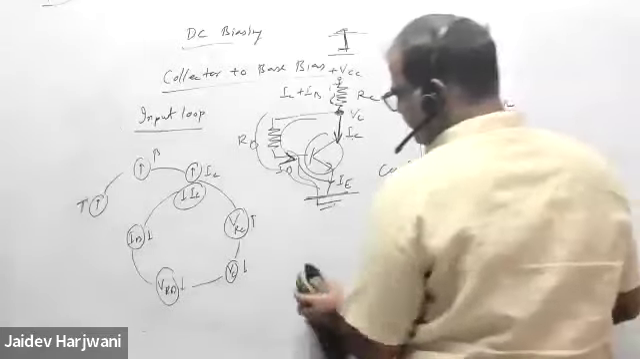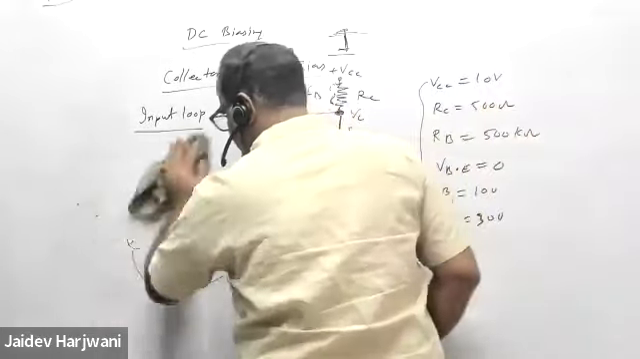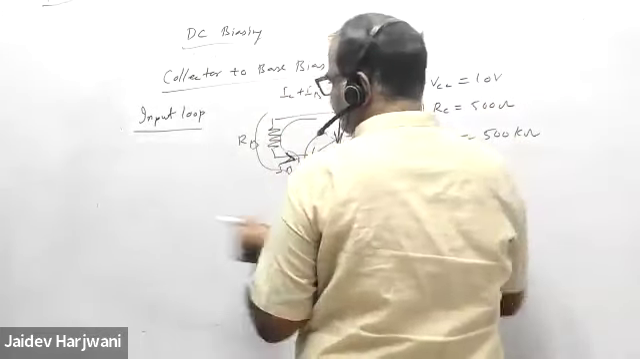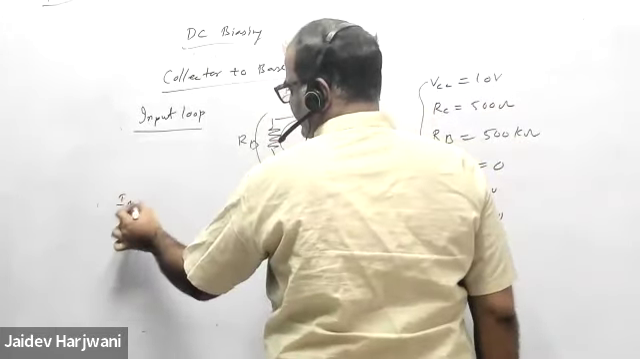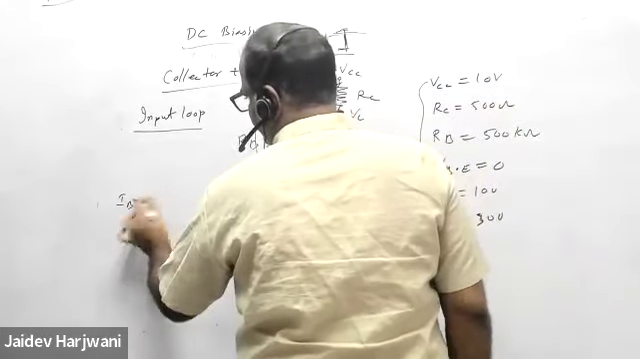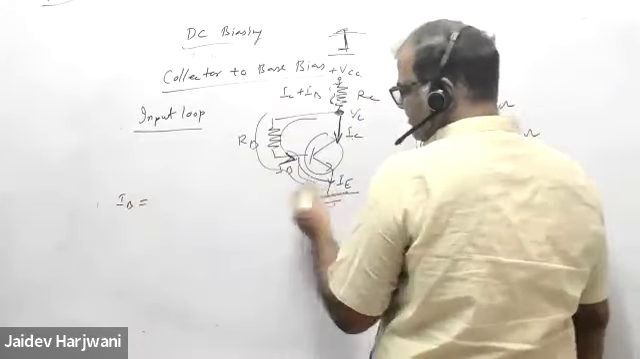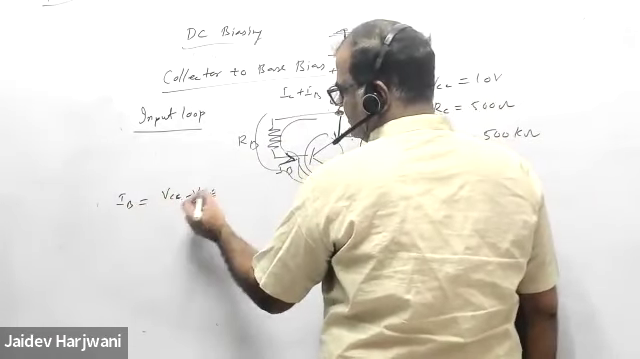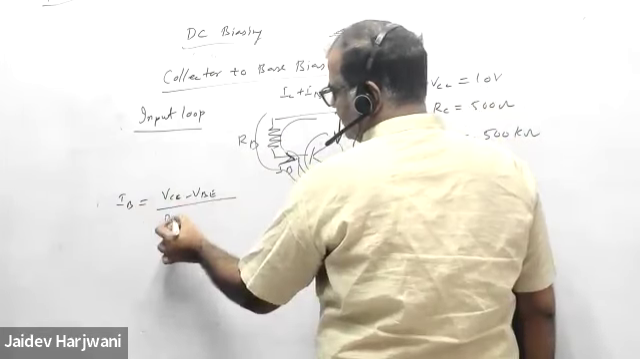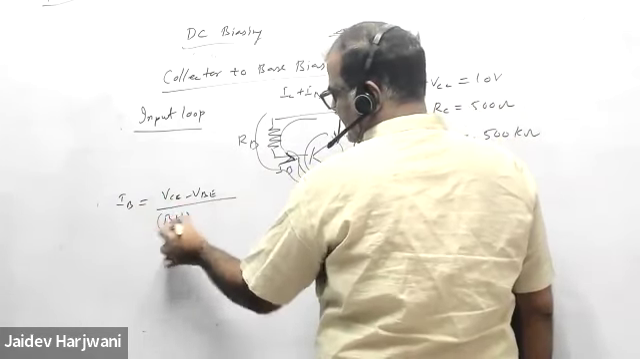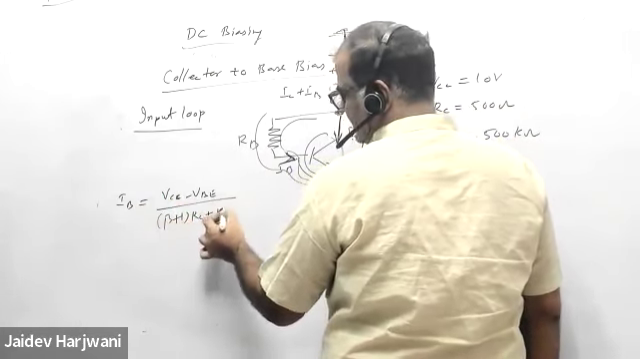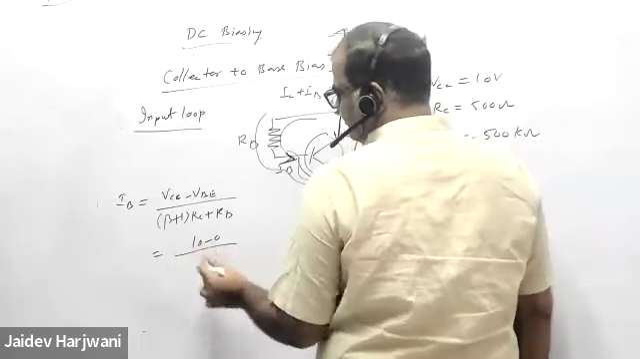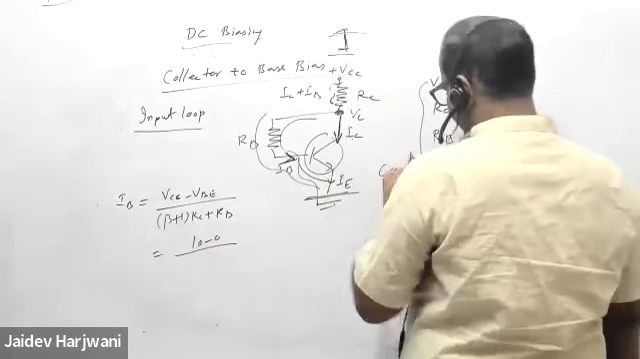So let us solve. First thing, IB will be equal to what? Formula you already know. VCC minus VB is 0, divided by (beta plus 1) RC plus RB. So this is 10 minus 0. Beta is 100, first case.